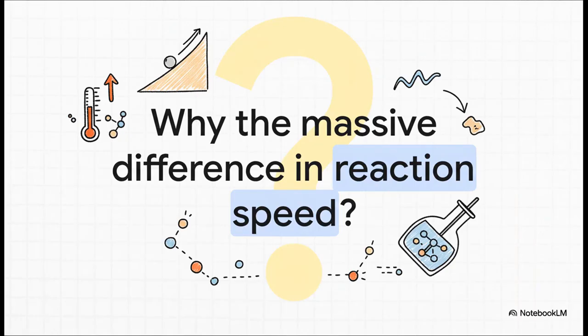And right out of the gate, we're faced with a pretty big puzzle. Think about it for a second. An explosion. That's a chemical reaction that's over in, well, a flash. But an iron nail rusting, that's also a chemical reaction, and it can take years, even decades. So what gives? Why this enormous difference in speed? Answering that one question, well, that's the entire point of kinetics.